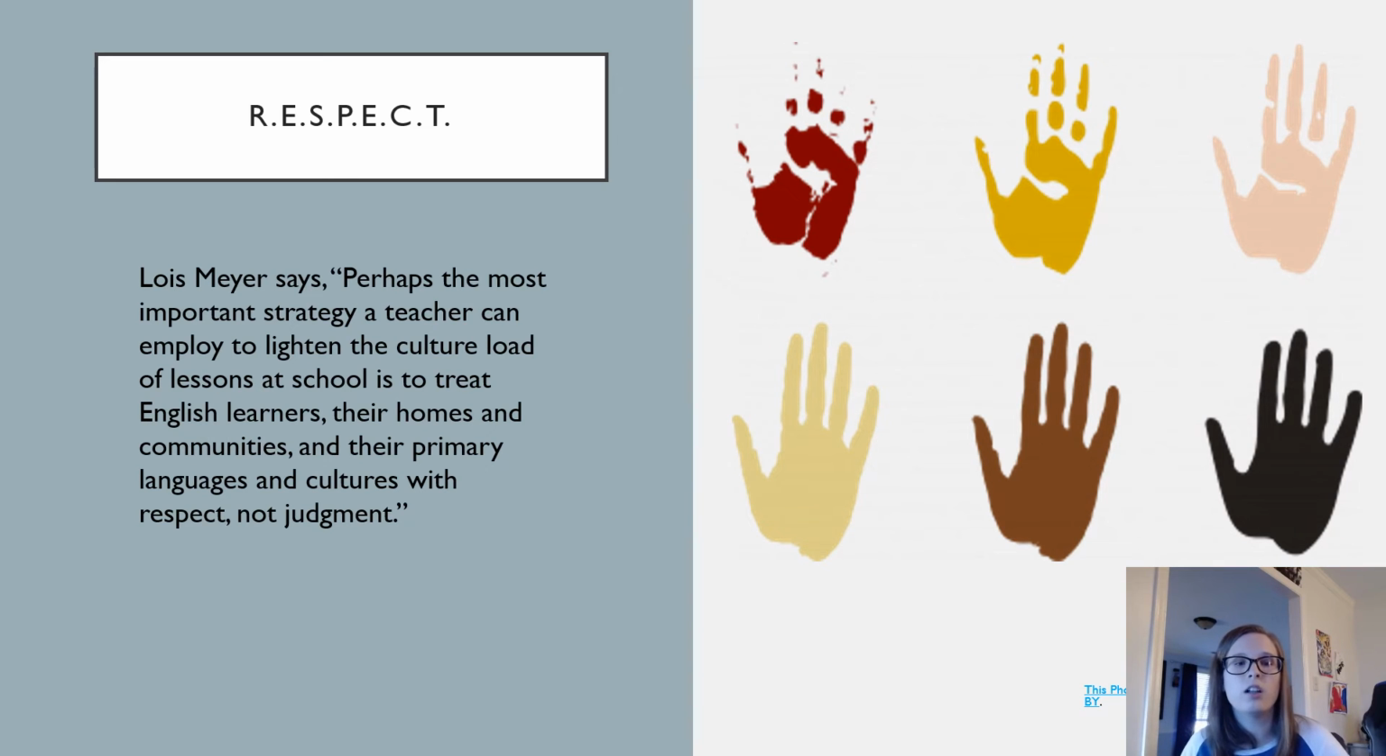This, along with many other cultural and regional aspects, is something that instructors must be able to account for in order to deliver a proper education of the English language. Trying to overcome such a large barrier, such as a student's culture, is something that instructors must learn how to do. In her article, Barriers to a Meaningful Instruction for English Learners, Lois Meyer says that perhaps the most important strategy a teacher can employ to lighten the culture load of lessons at school is to treat English learners, their homes and communities, and their primary languages and cultures with respect and not judgment.